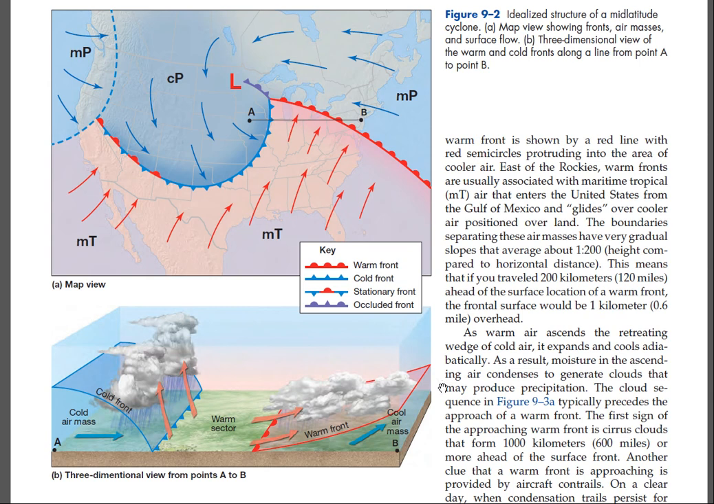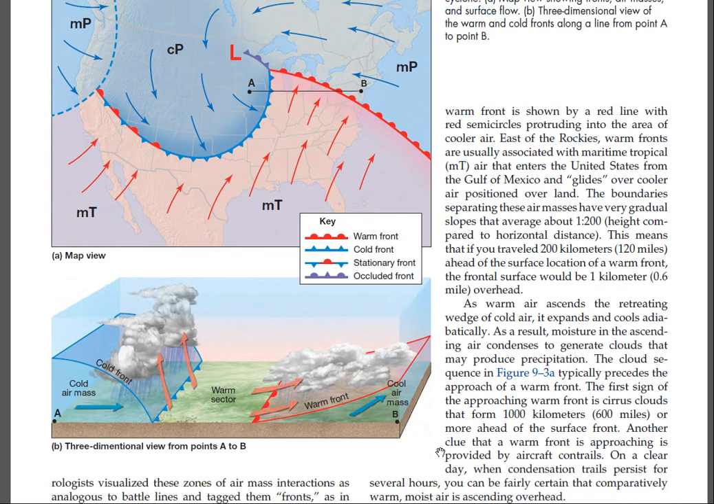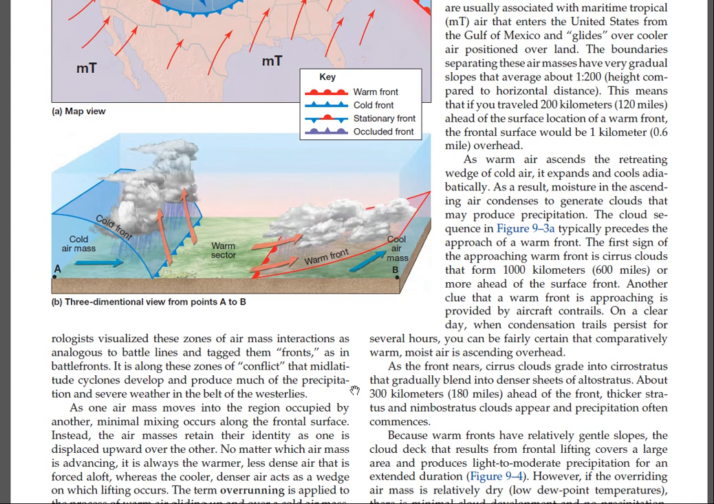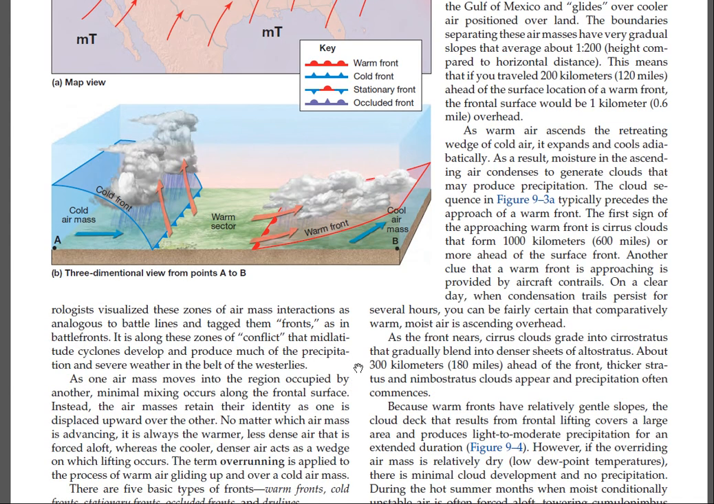The cloud sequence in figure 9.3a typically precedes the approach of a warm front. The first sign of the approaching warm front is cirrus clouds that form 1,000 kilometers or more ahead of the surface front. Another clue that a warm front is approaching is provided by aircraft contrails. On a clear day, when condensation trails persist for several hours, you can be fairly certain that comparatively warm, moist air is ascending overhead. As the front nears, cirrus clouds grade into cirrostratus that gradually blend into denser sheets of altostratus.